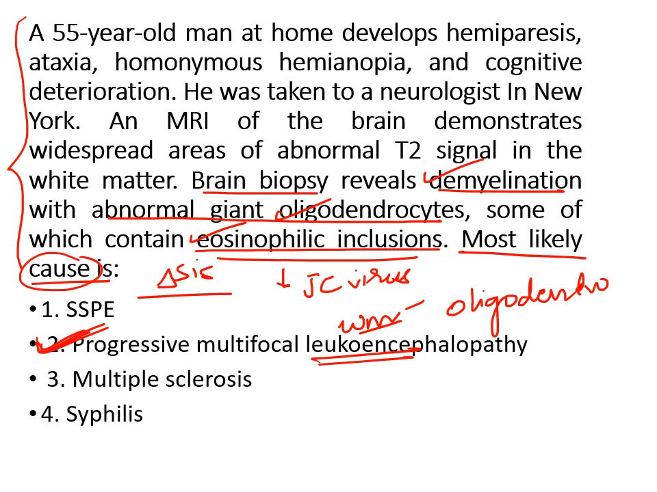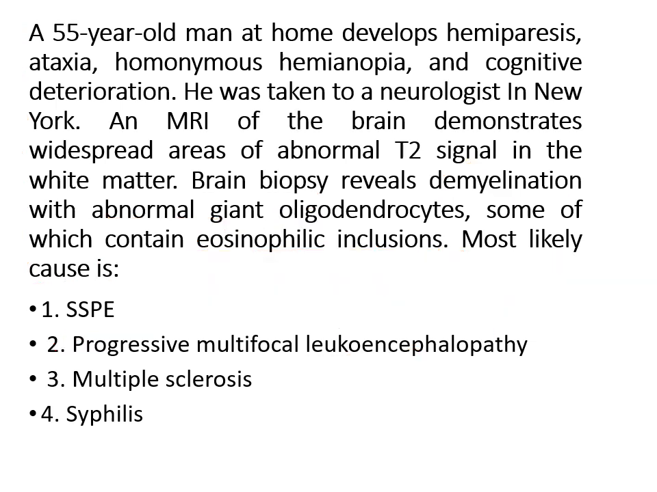Now if you read this question from the first, that is 55-year-old man at home develops hemiparesis, ataxia, hemianopia, cognitive deterioration. He was taken to a neurologist. MRI of the brain demonstrates abnormal T2 signal in the white matter. All of this is really not important to solve the question. The last two lines are enough to get us to the answer. So remember this trick, it is very, very important to solve the question. So the answer here is PML.